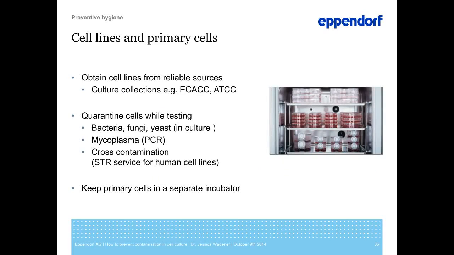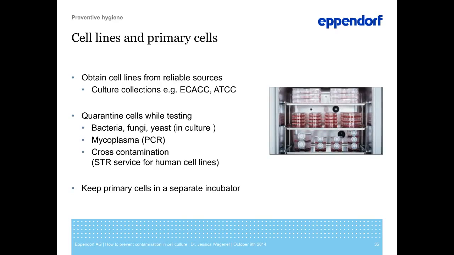Another direct source of contamination is the cells themselves. When you purchase new cell lines or primary cells, make sure that you get them from a reliable source, like the American Type Culture Collection or the European Collection of Cell Cultures.